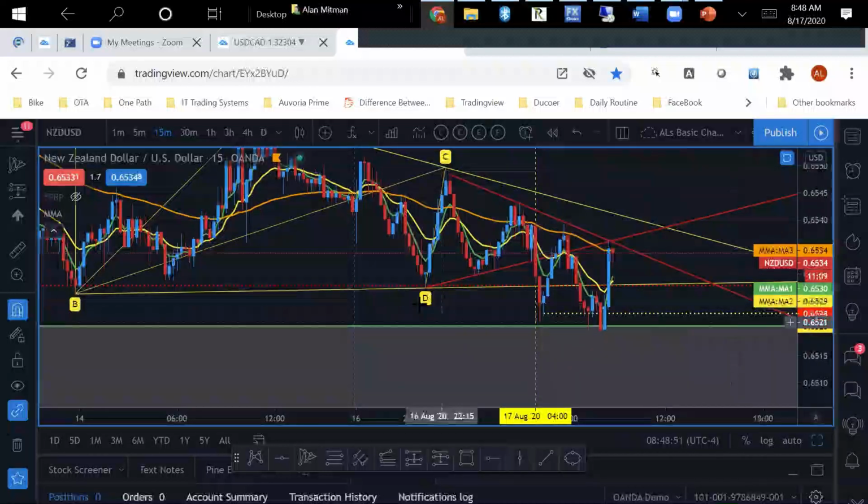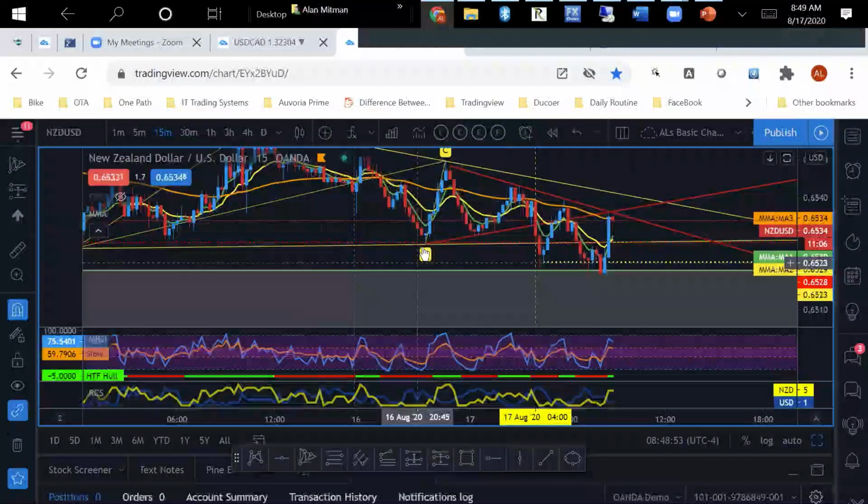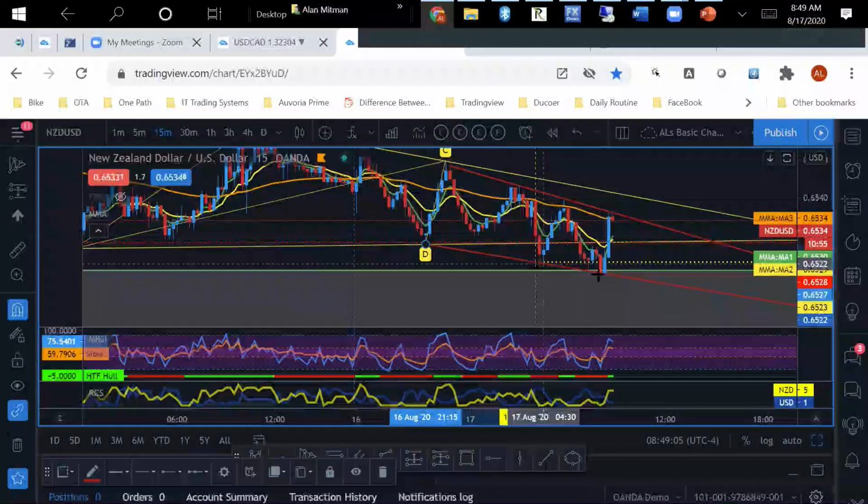And I believe we had divergence here. Here was a low. Here was a lower low. We actually have a little downward trend coming in. So it's actually formed a little bit of a channel, a descending channel.